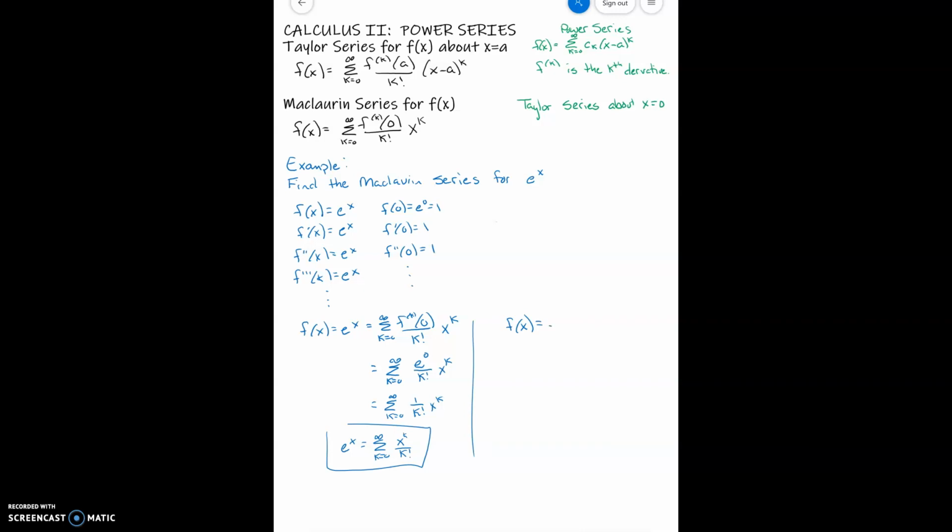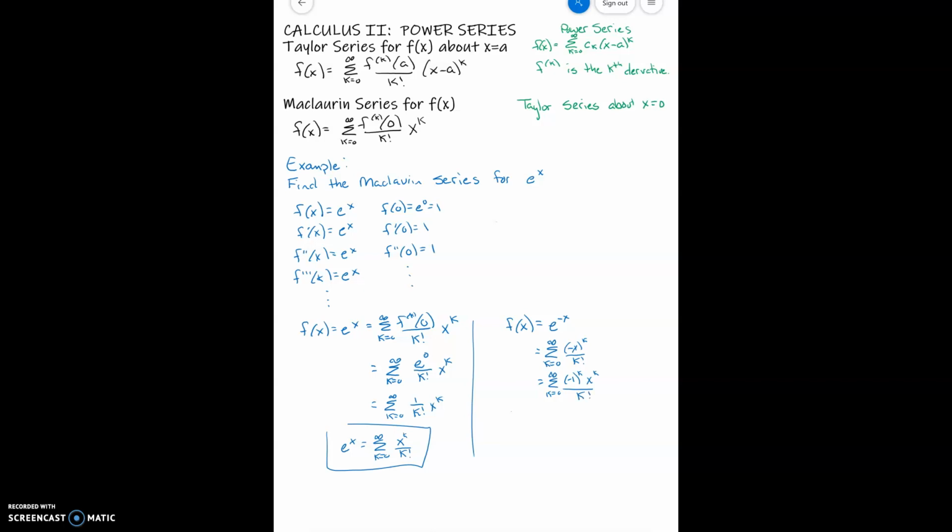Using this information, what would be the Taylor series for f of x equal to e to the negative x? Well, we know that e to the x is the sum as k goes from 0 to infinity of x to the k over k factorial. Let's simply replace that x with a negative x. So that gives us the sum as k goes from 0 to infinity of negative x to the k over k factorial. You might recognize that this is alternating: negative 1 to the k, x to the k over k factorial. And there we go.